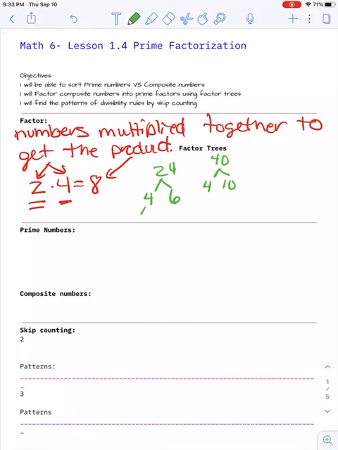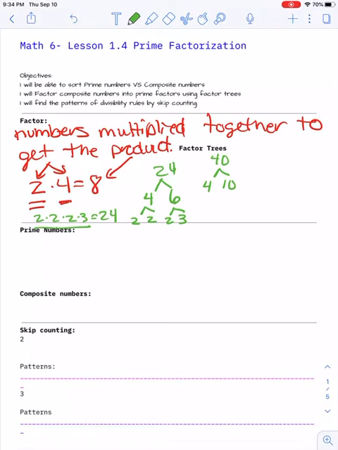I can make them longer because 4 actually equals 2 times 2. I can add extra branches to my factor tree. 6 is 2 times 3. So 2 and 3 are both factors of 6, and 2 and 2 are both factors of 4. Therefore, 2 times 2 times 2 times 3 equals 24. So all of these, 2 times 2 times 2 and 3, are all factors of 24.